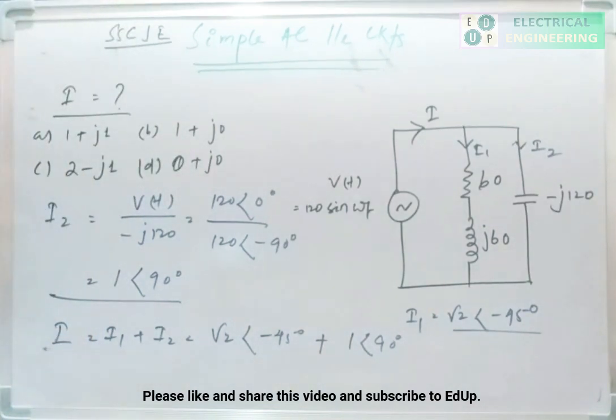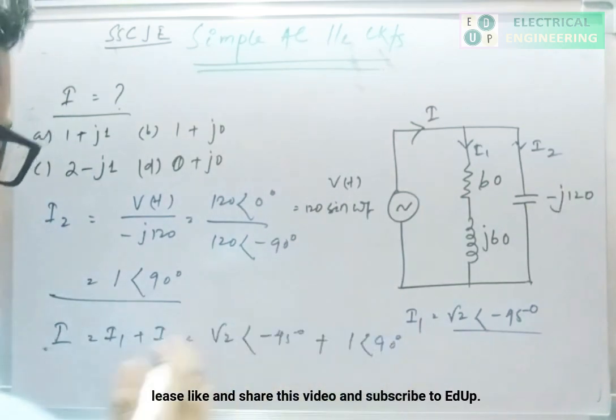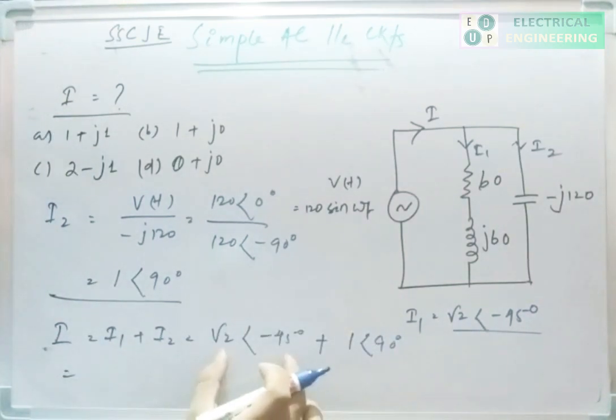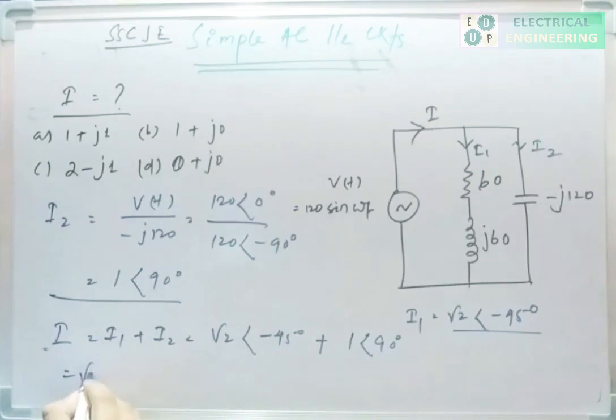Again, you cannot add it directly. You have to add it in complex form. If I convert it into complex form, it will be root 2 cos minus 45 degree. Cos 45 degree is 1 by root 2. Cos minus 45 is also 1 by root 2.